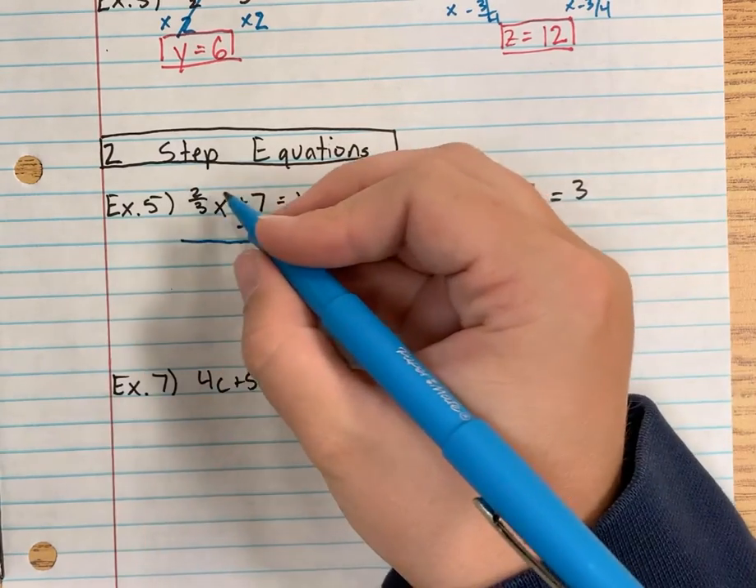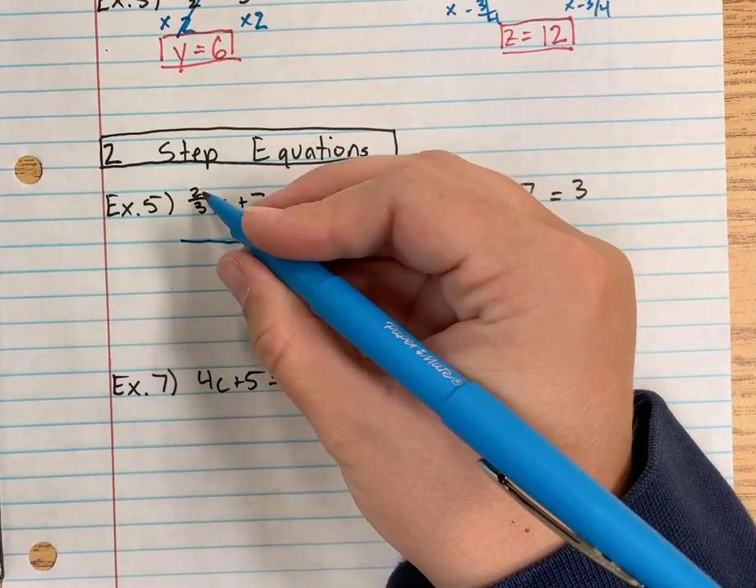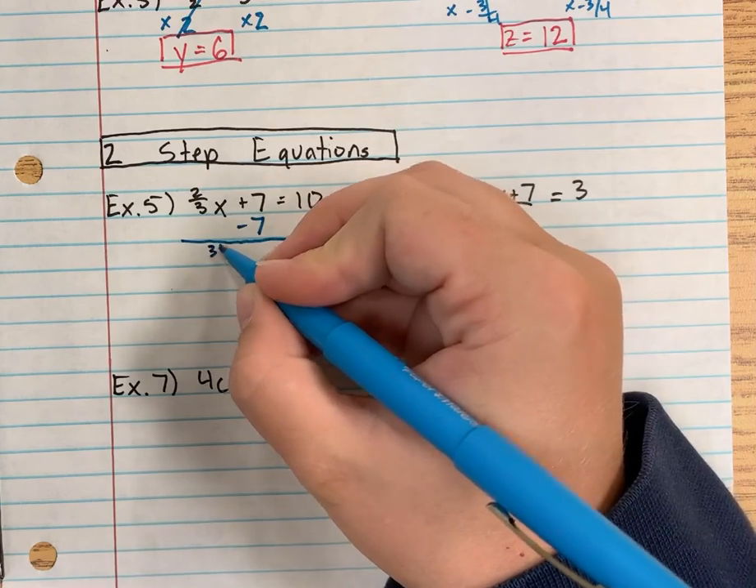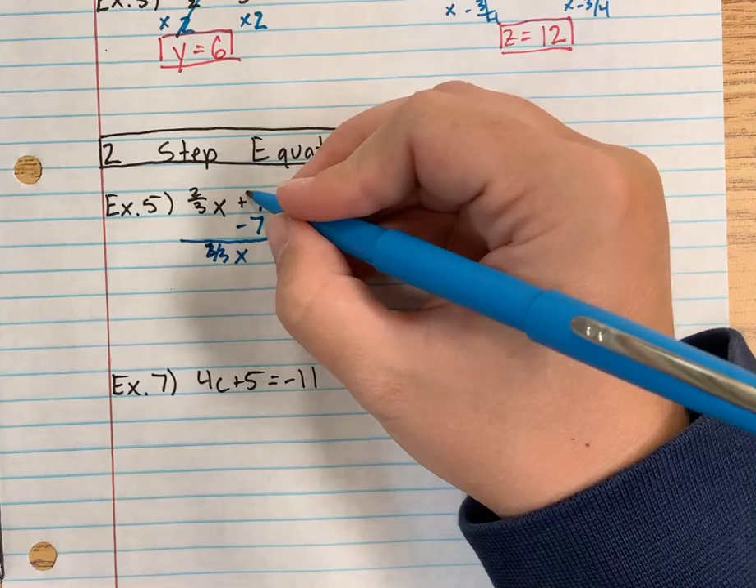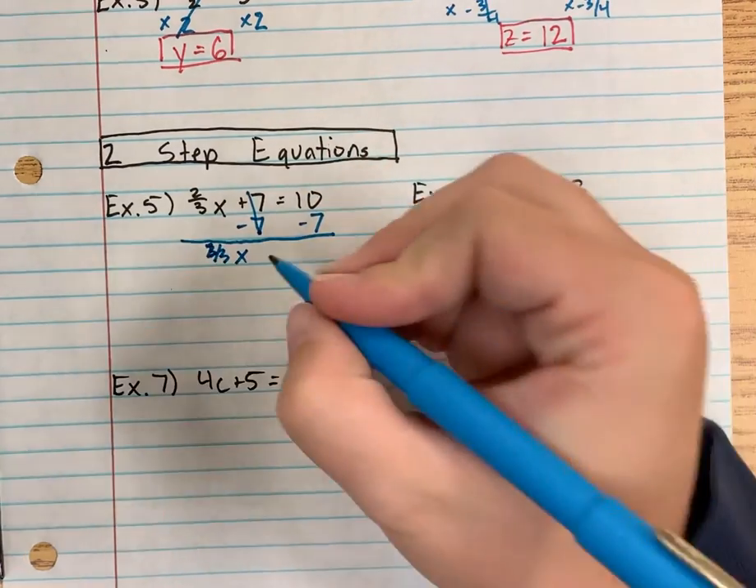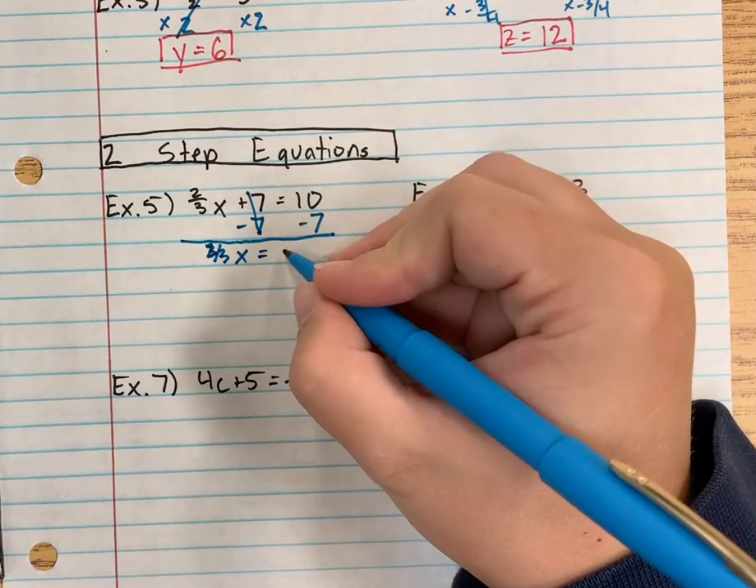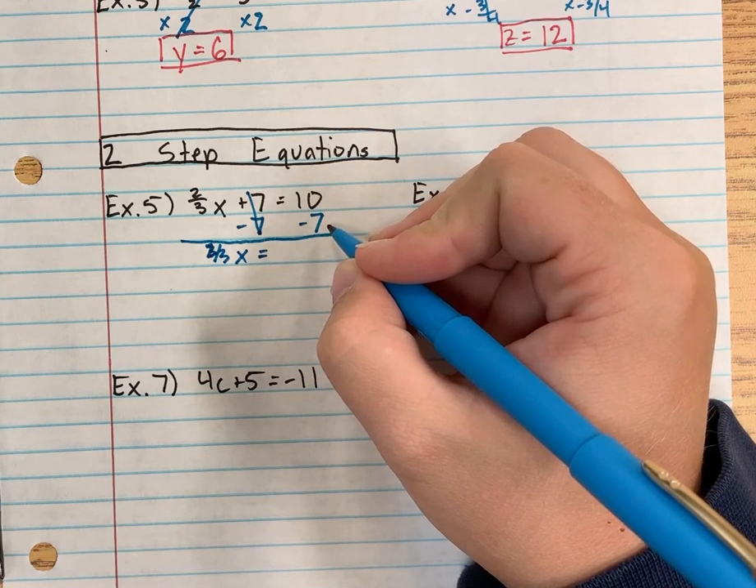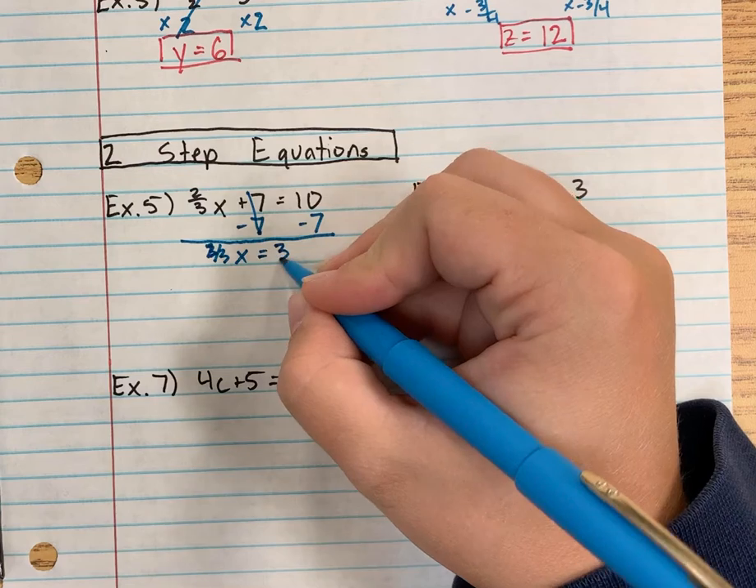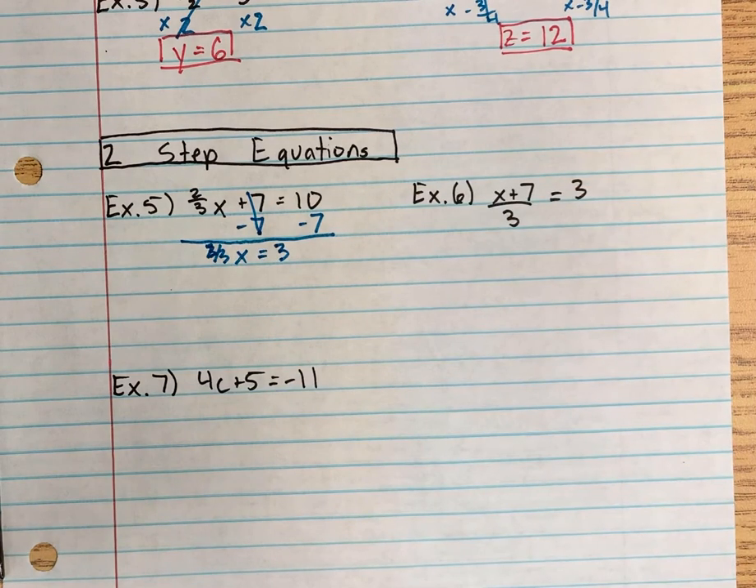So we still have a 2/3 x. We still have that. These have canceled. And it now equals 10 minus 7 is 3. Okay?